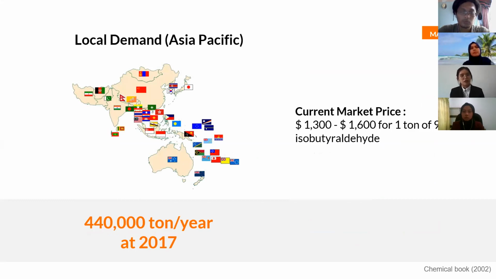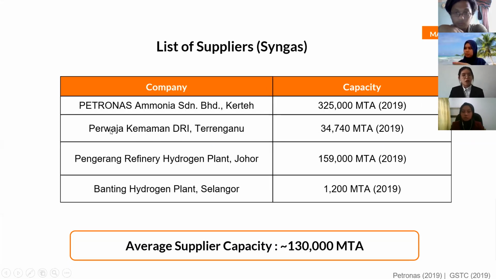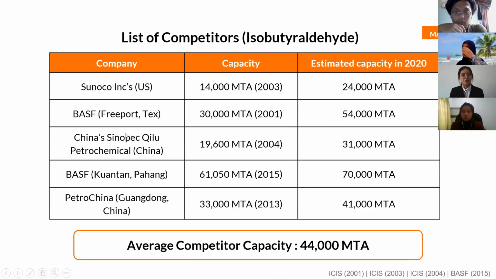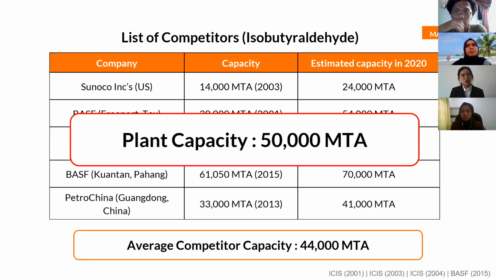In order to determine the plant capacity, we have searched for possible suppliers and competitors. With the average supplier capacity, which is 470,000 metric ton per annum for propylene and about 130,000 metric ton per annum for syngas, and we integrated it with the average competitive capacity, which is about 44,000, we decided to set our plant capacity to 50,000 metric ton per annum, which is 15% of our local demand.